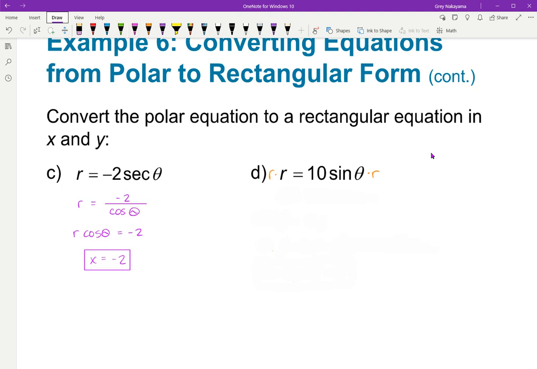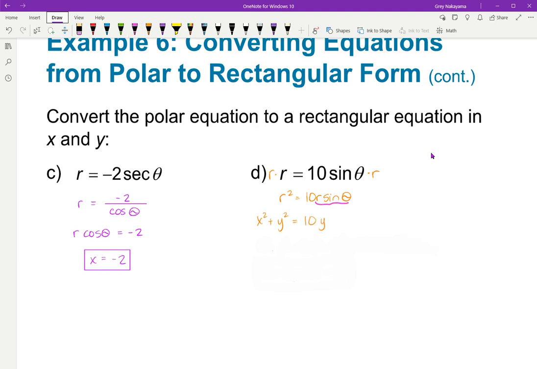So r times r is r squared, and then I'm going to have 10 r sine theta. Well, what does r squared equal? x squared plus y squared. And r sine theta right here is equal to y. So I'm going to have 10y.